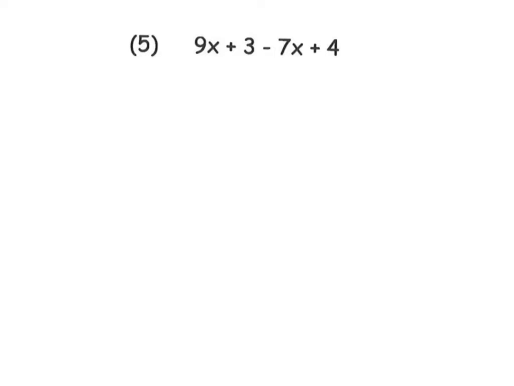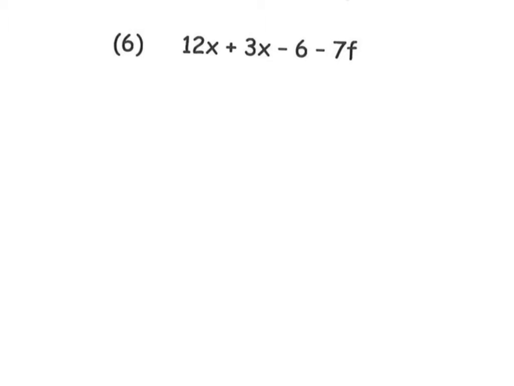On number 5, my terms are 9x, 3, negative 7x, and 4. So I'm going to start by combining 9x and a negative 7x. So 9x plus a negative 7x is the same thing as 9 minus 7, which is going to be 2x. So these are done. Positive 3 and positive 4 is going to be positive 7. You can also have this as 7 plus 2x.